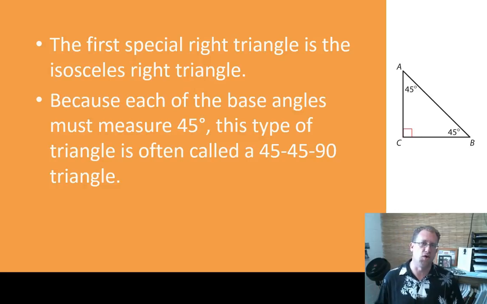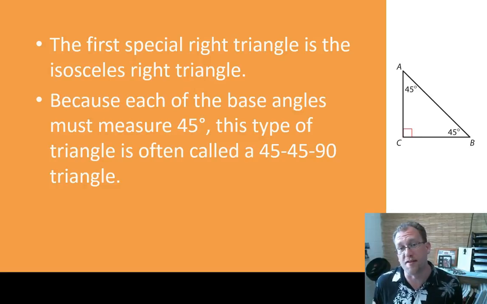Because in an isosceles triangle, the two base angles are congruent. If the vertex angle is 90 degrees, making it a right triangle, then the two other angles, the base angles, must be 45 each. And so sometimes this is called a 90, 45, 45, or a 45, 45, 90, or however you want to arrange that. It's an isosceles right triangle. We'll be able to do some pretty cool things with it here.